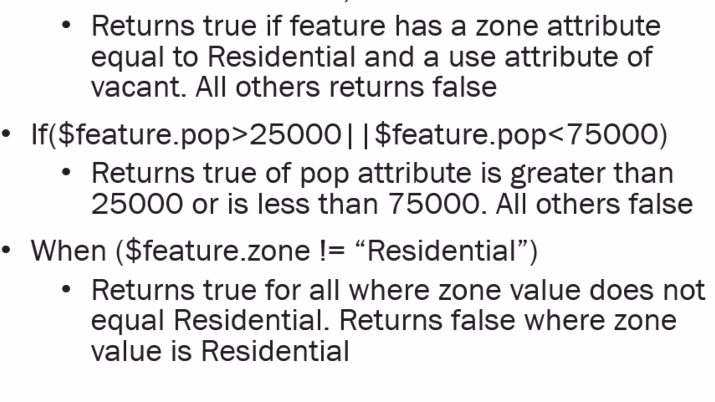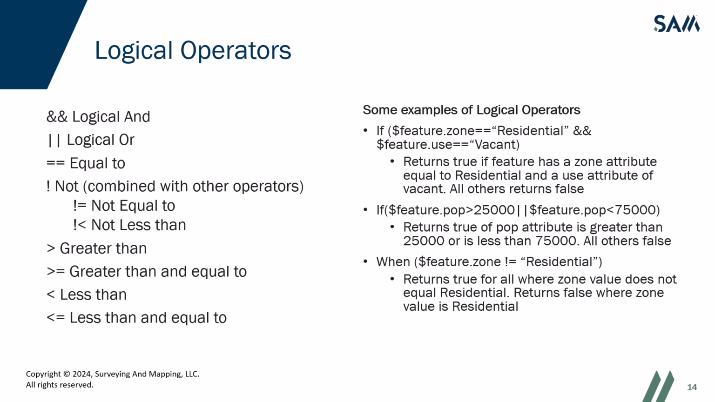If the population is greater than 25,000, or the double parallels, the population is less than 75,000, that returns true, and then you would do something with that, else do something different, because all those others would then be false. Now if you want to do, say, not equal to, that's where you're going to use an exclamation point.